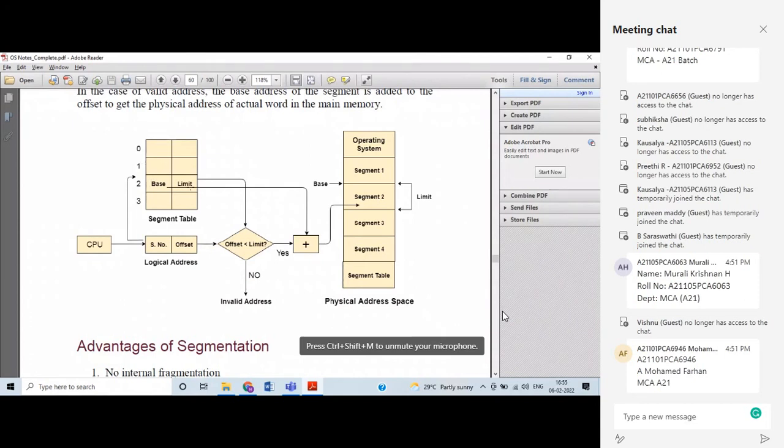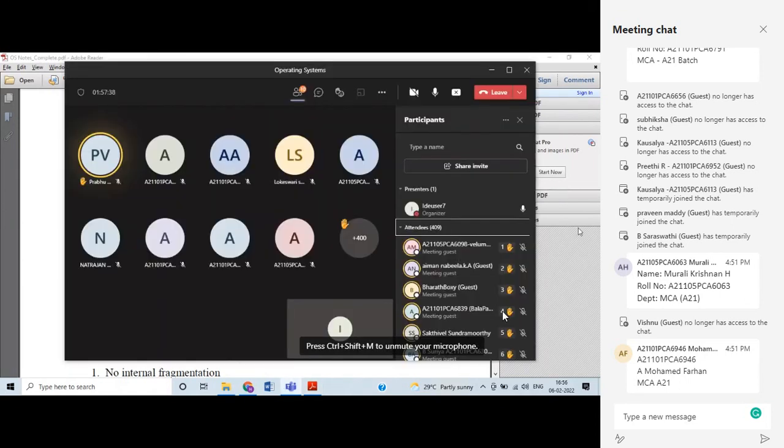The segment table will have both the base address and the limit. The base address is the starting of the segment, and the limit is equal to the size of the segment. Once the CPU creates the logical address, it will check whether the offset is less than the limit, that is, whether the offset is less than the limit. The limit means the size of the segment.